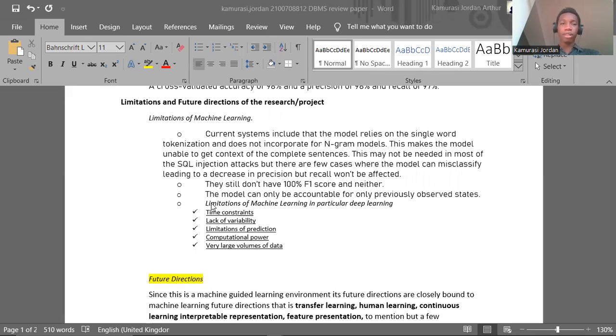And computational power, there's too much data, of course. Not every processor is designed to handle very large volumes of data. So: lack of variability, time constraint, limitations of predictions. Now, there are other limitations.